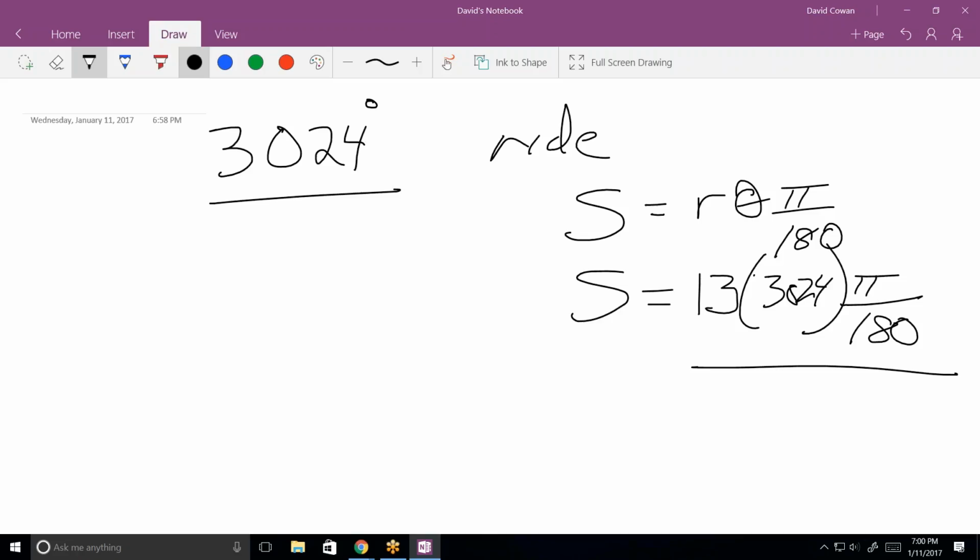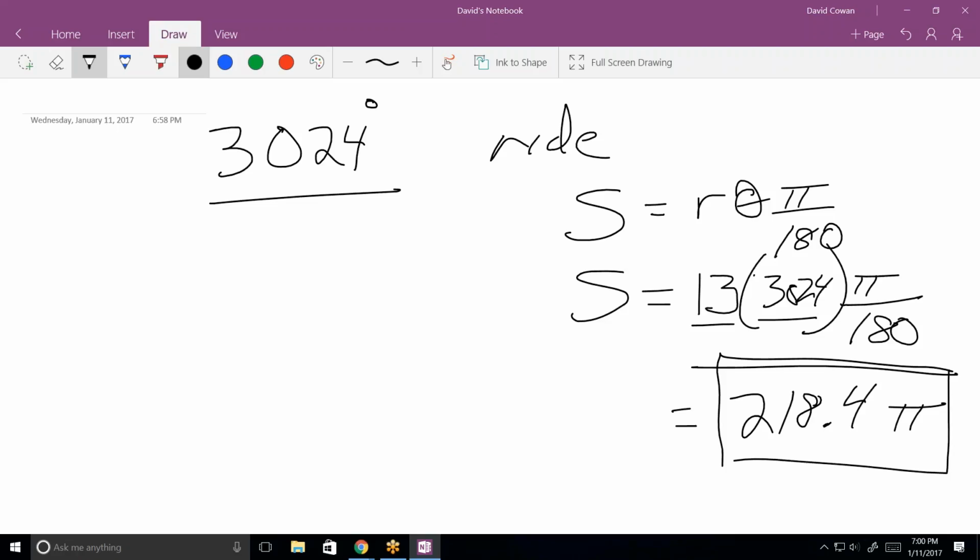So what'd you get when you multiplied this times that and divided by 180? Oh, whoops. I multiplied the first one wrong. Not by pi. Leave the pi out. We're going to add the pi, but we don't want it in there because it's just going to confuse your calculator. Yeah, I got 218.4. Times pi, right? Yes. Okay, that's the distance the rider is going to go.